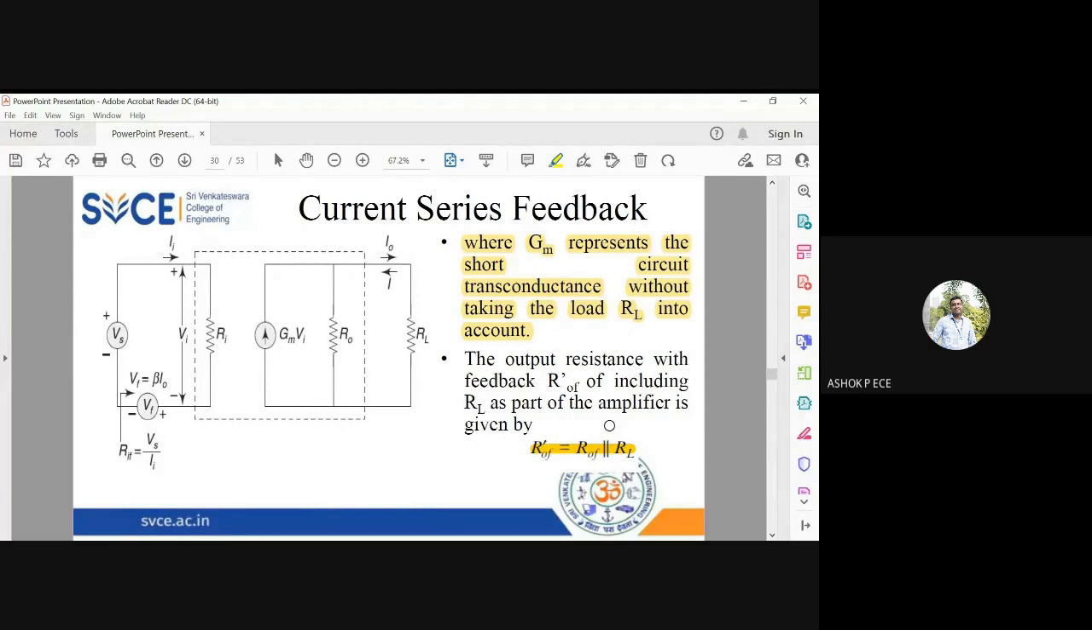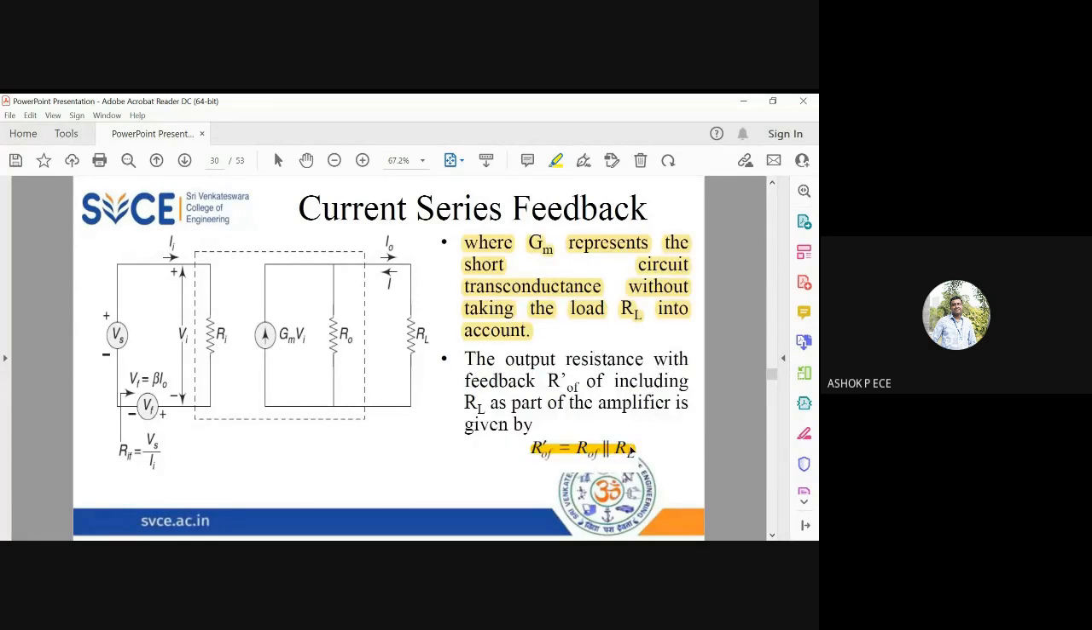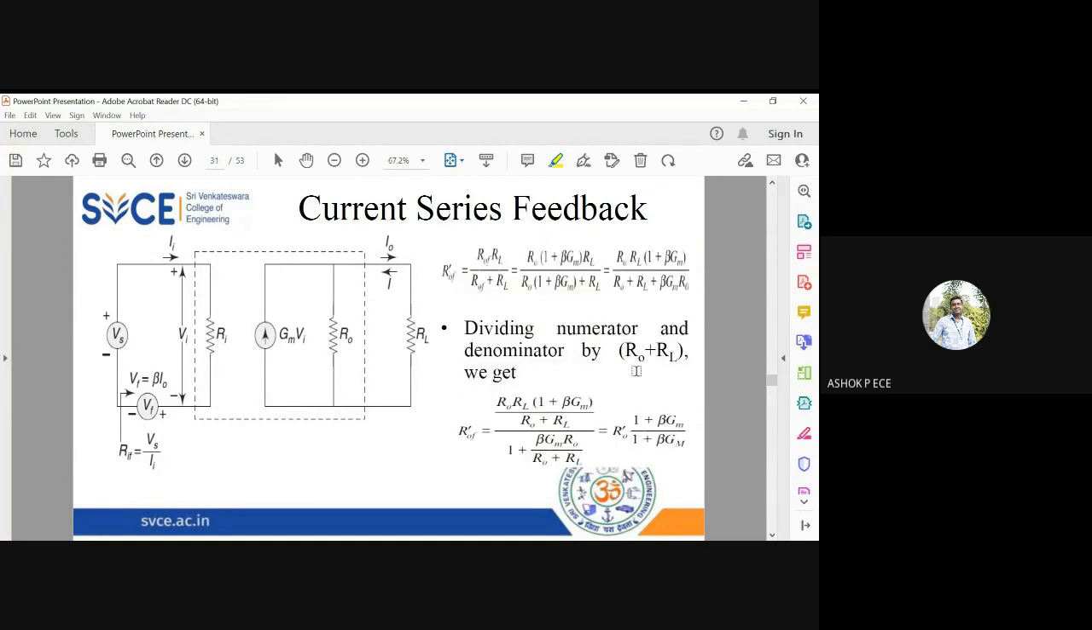So R naught F expression, substitute it here. So for R1 parallel to R2, the formula is R1 R2 by R1 plus R2. Substitute the formula for R naught F, take LCM and simplify. So you will be getting this expression. The simplification and all I am not going to explain. It is taking LCM, taking out common terms and all. You are very familiar with that. So I am not going to deal with the simplification of the expression.